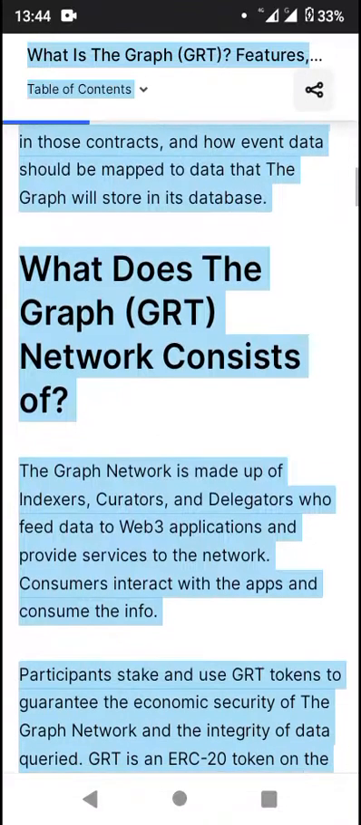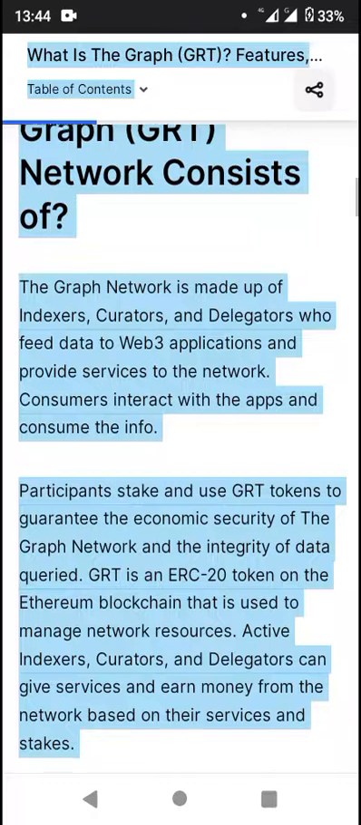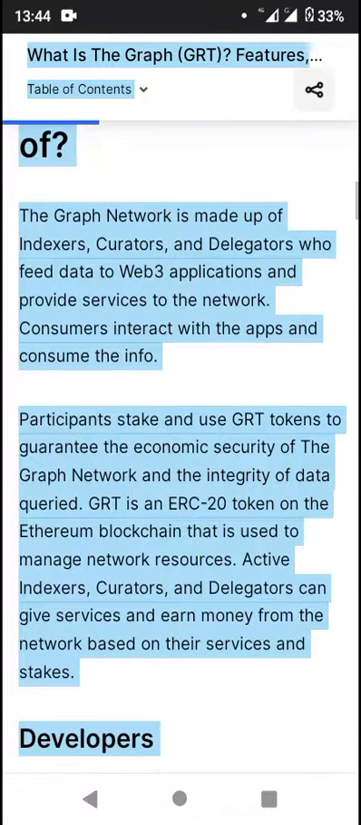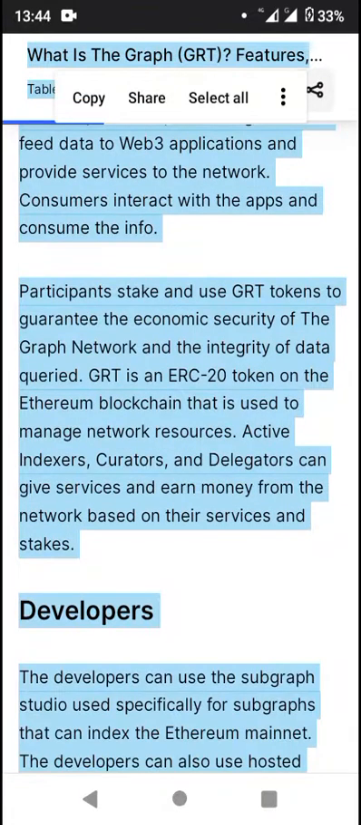So what does the graph GRT network consist of? The graph network is made up of indexers, curators, and delegators who feed data to Web3 applications and provide services to the network. The consumers interact with the apps and consume the info. The participants stake and use GRT tokens to guarantee the economic security of the graph network and integrity of data queried. So GRT is an ERC20 token on the Ethereum blockchain that is used to manage network resources.